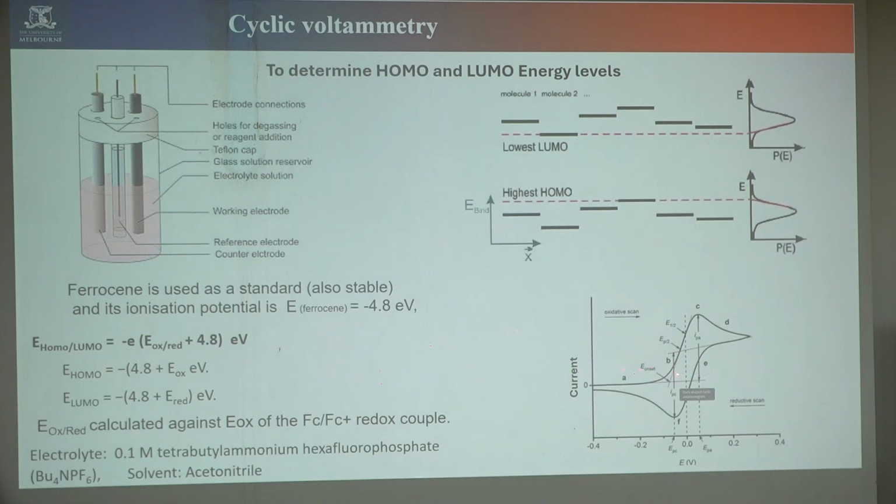For ferrocene, to find the oxidation potential, we draw a tangent line here and the baseline. This point is your oxidation peak. Similarly for the reduction peak, you need to find where it starts and draw a tangent. This point is your cathodic peak. So we need to find the oxidation peak and reduction peak, and we use this formula to find out the HOMO and LUMO.